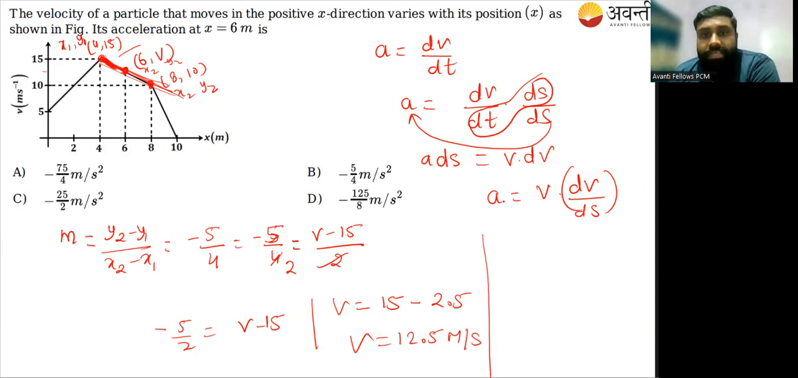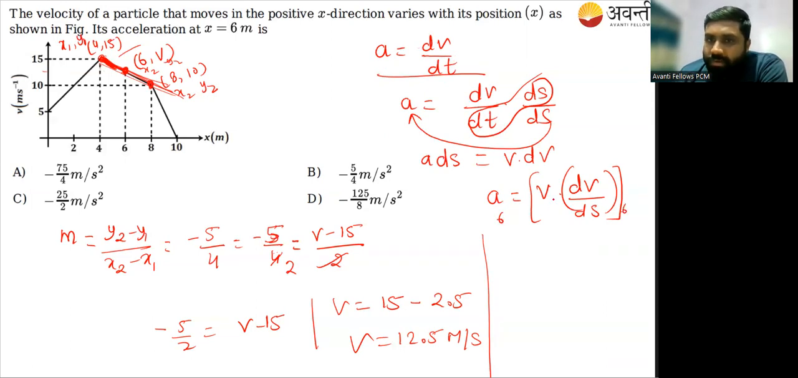Now, if we talk about the acceleration, we know that acceleration we have already calculated by this fundamental equation: a is equal to v dv by ds. That acceleration at 6 seconds will be the slope at 6 seconds times the velocity at 6 seconds. So acceleration will be the velocity at 6 seconds, we have calculated 12.5, times dv by ds, which is the slope at 6 seconds, we have minus 5 by 4.